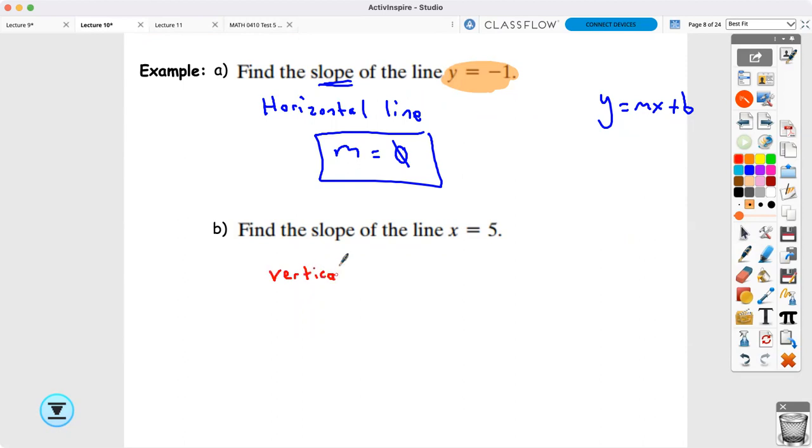Now let's take a look at B, guys. Find the slope of the line x = 5. And someone just mentioned that x equals a number is a vertical line. Can anyone tell me what the slope is for that? I believe the slope is undefined. So, you can write undefined slope.